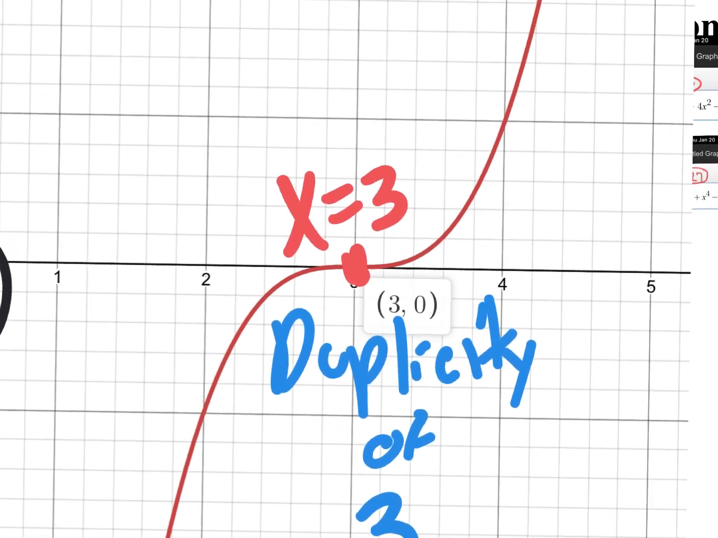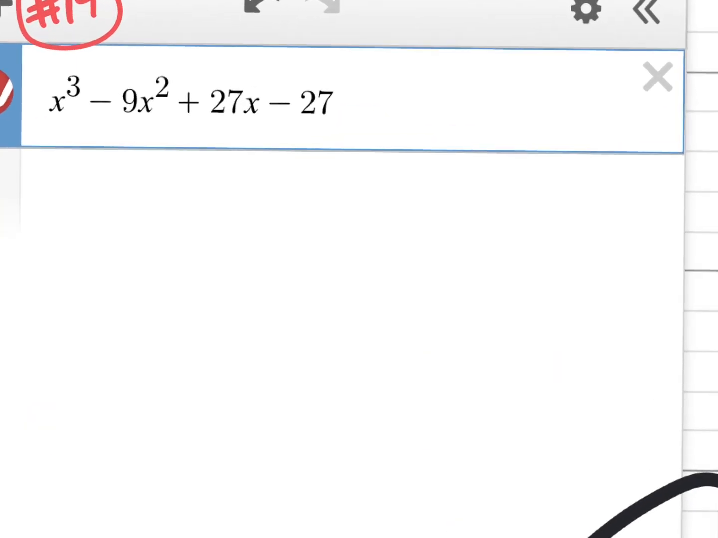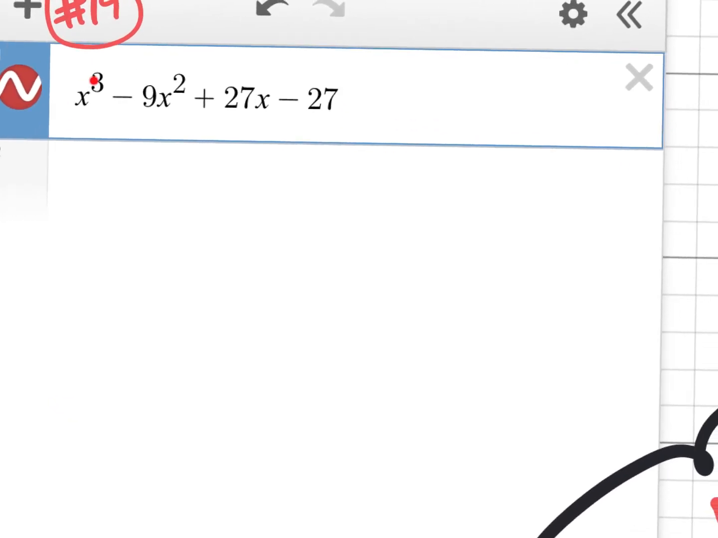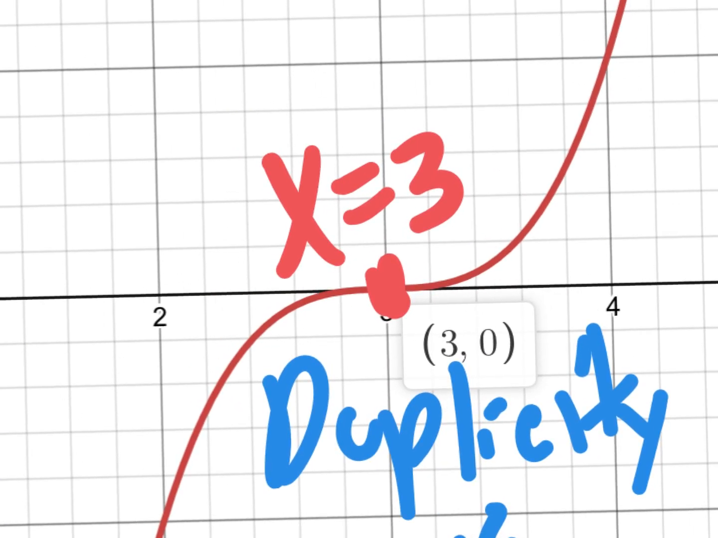Now let's say it wasn't a degree 3. Maybe if this would have been a degree 5, and all I got was this, then yeah, this probably has a duplicity of 3, and you have another 2 answers that might be imaginary. Make sense? Anyway, we'll get to those later.